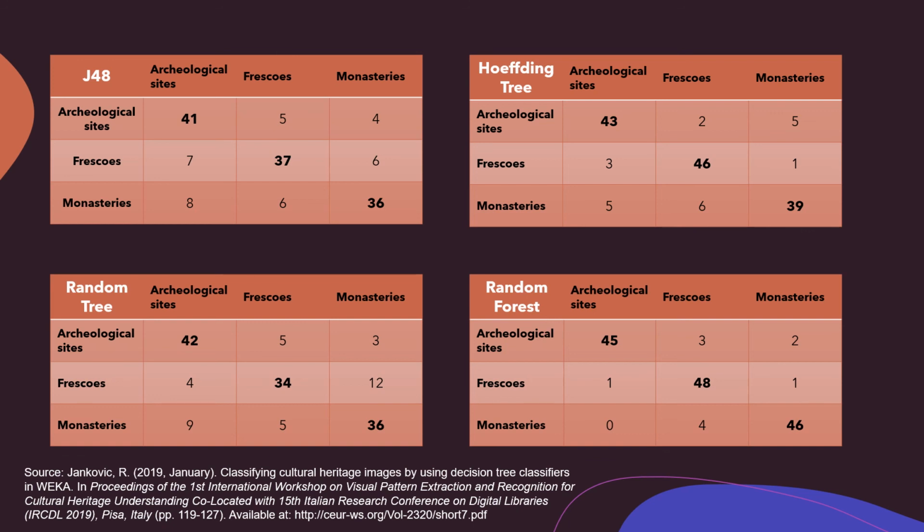So using the confusion matrix, we can see where exactly the algorithm is making mistakes and which classes it mostly confuses. These results suggest, however, that decision trees, in particular random forest, can be used for image classification of a small sample.